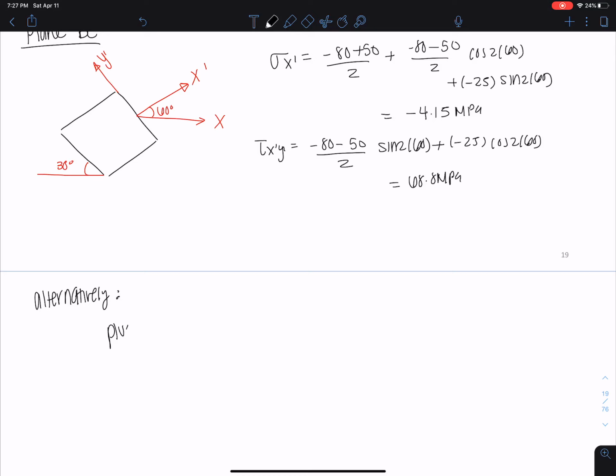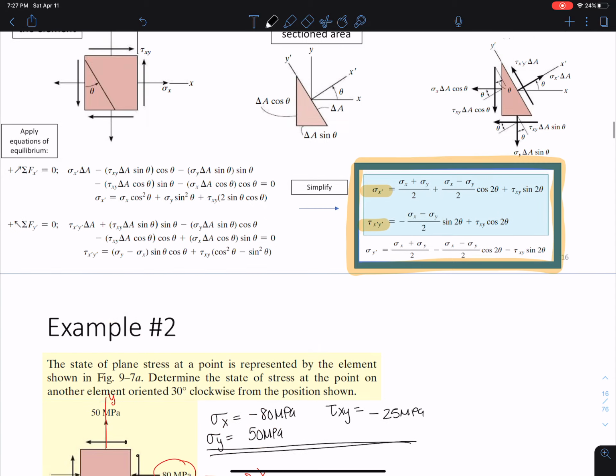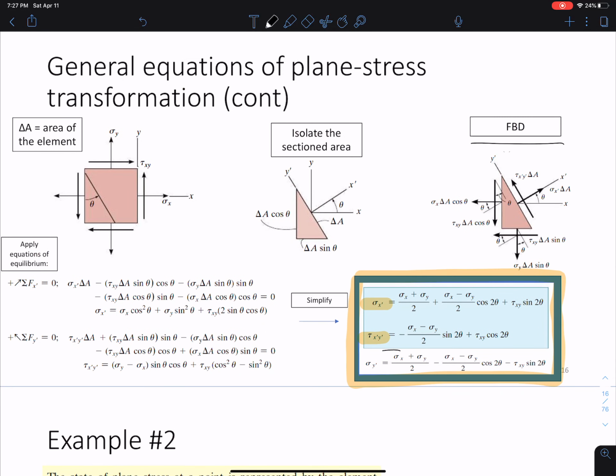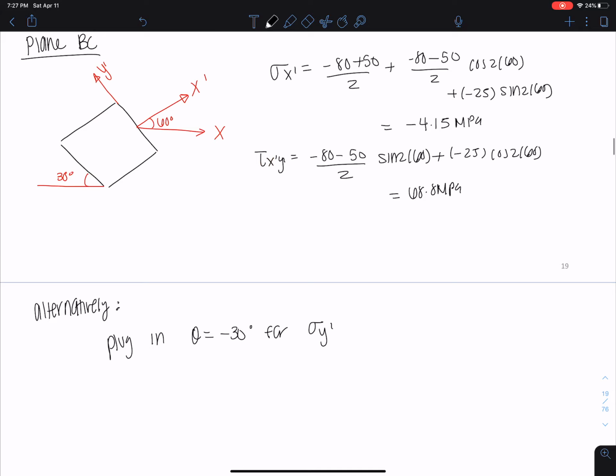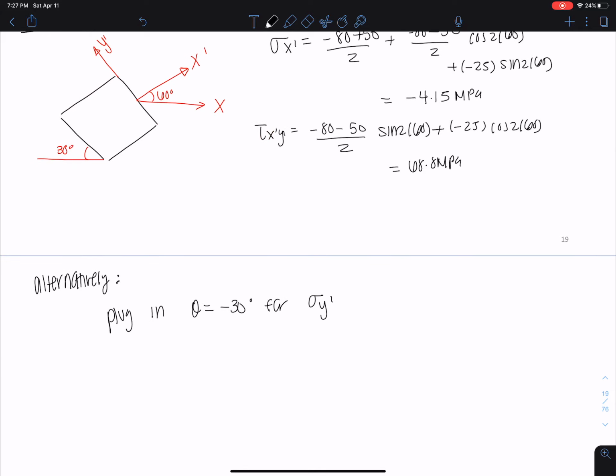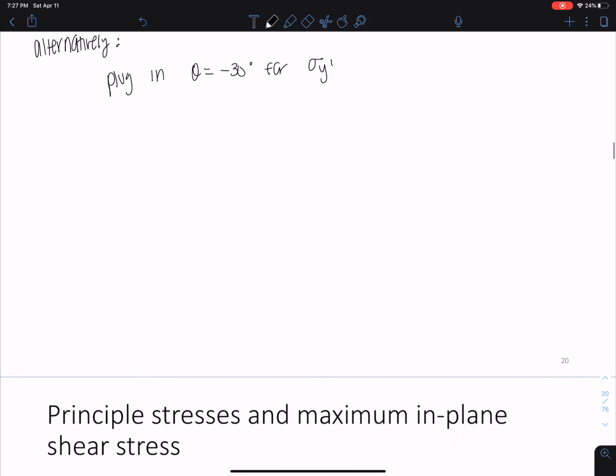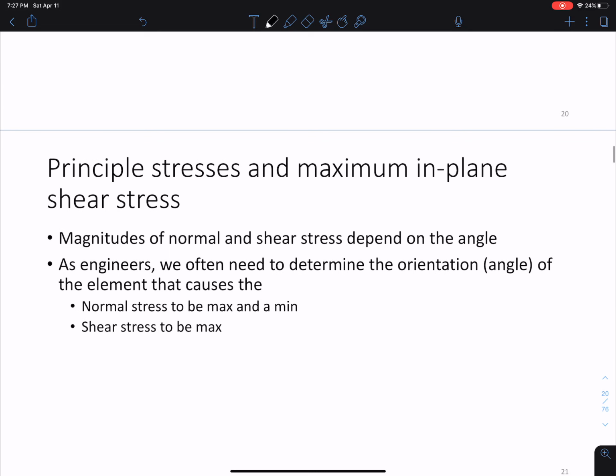You could have plugged in theta equals negative 30 for the sigma y prime equation, for this equation here, and you'll get the same thing, okay? So it's totally up to you. You can experiment with this problem and see if you're able to get the same answer and how that works out, okay? So let's move on.